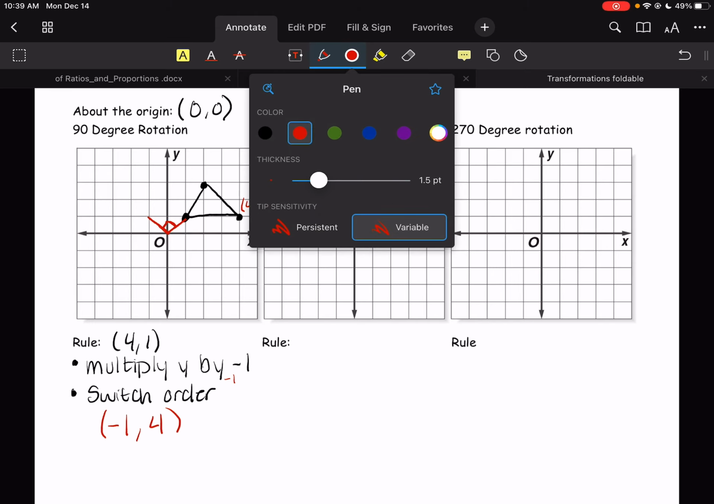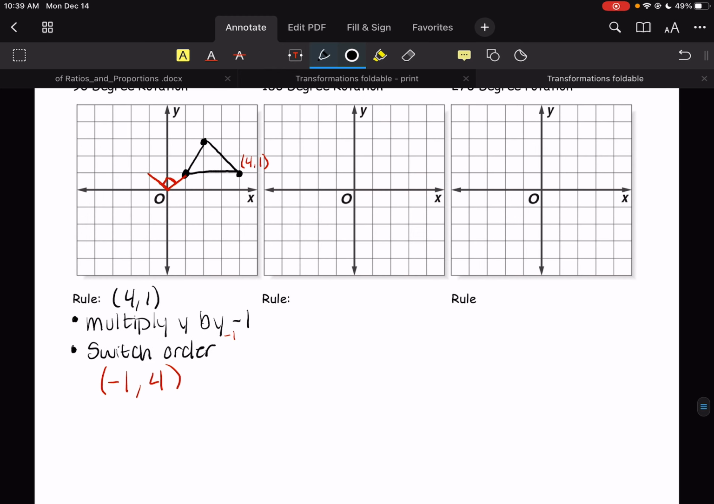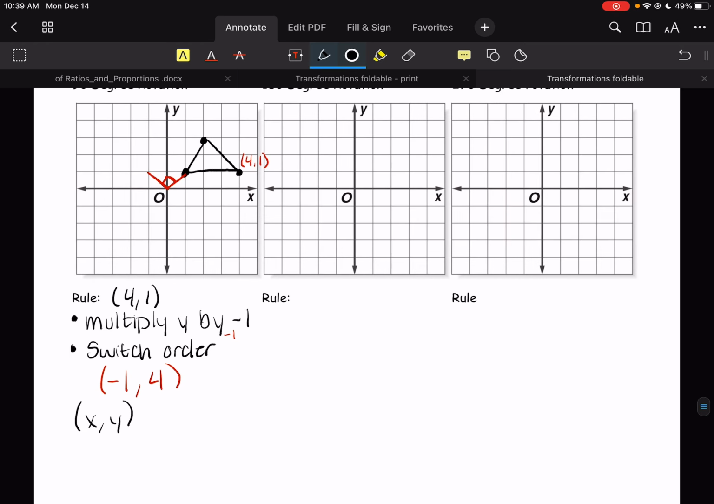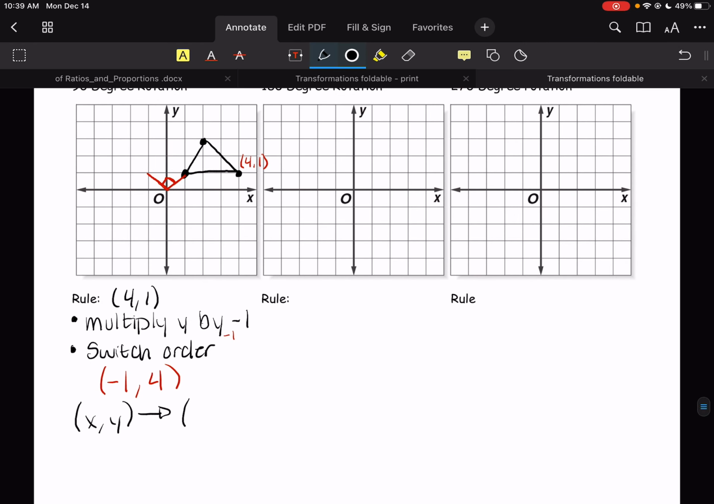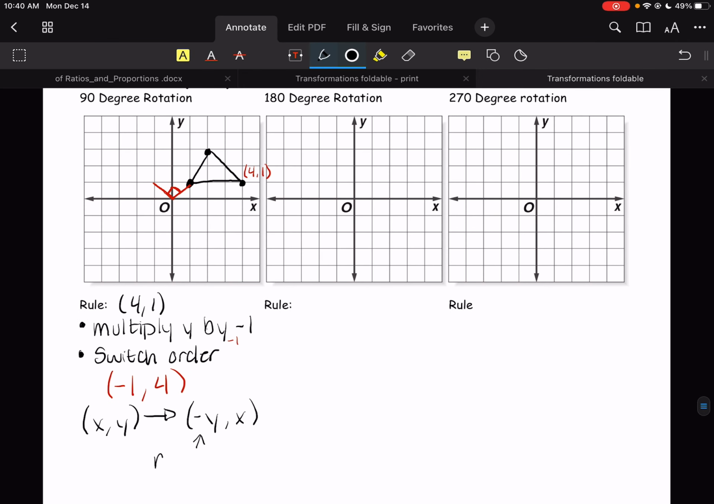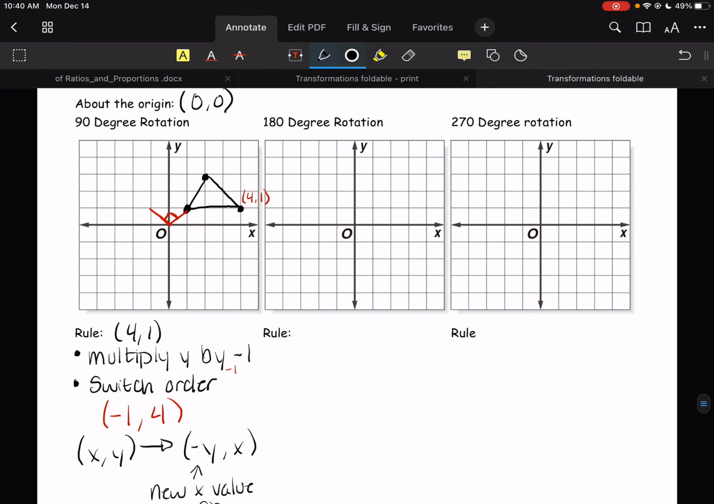So if you want to see this kind of visually, what's happening in that ordered pair, you're taking the values x, y, so whatever your original ordered pair was, and then making it a -y, x. So if it was a -y to begin with, negative times a negative is a positive. So that's kind of how this works. So basically you're making the new x value the opposite sign. That's all that means.